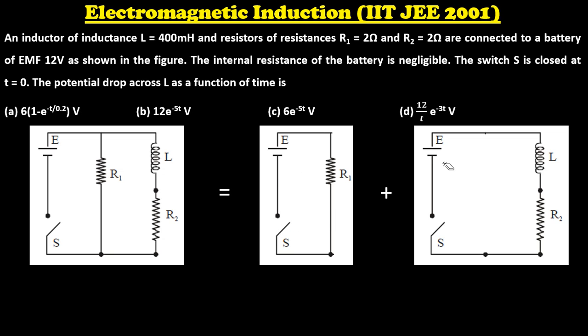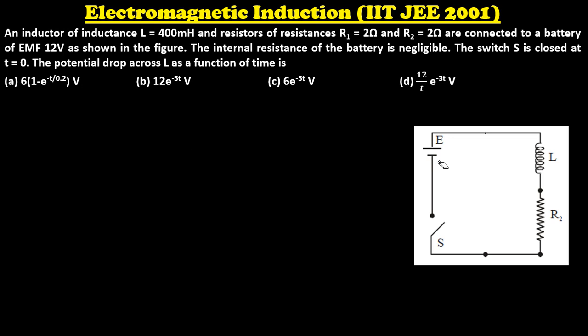And the other one is nothing but an LR circuit. There is one inductor and another resistor connected to a cell. When you close this switch at time t equal to 0, what will be the potential drop across this inductor? That is the question right now. Let us deal with this question. It's very easy.